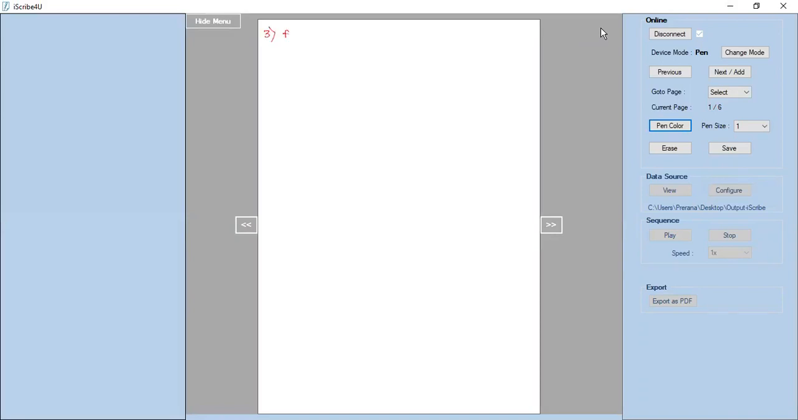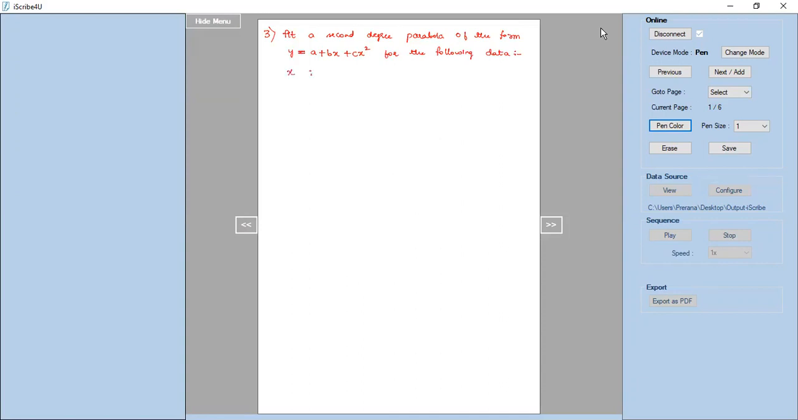So the third one: fit a second degree parabola of the form, as they have mentioned a particular form in the question, y is equal to a plus bx plus cx square, for the following data. So let us write down the given data.